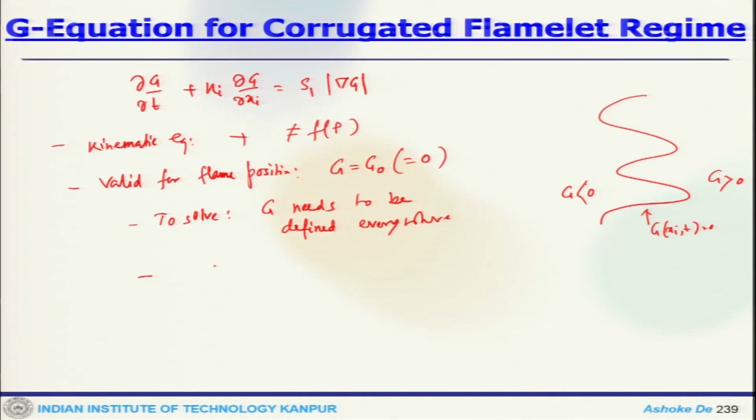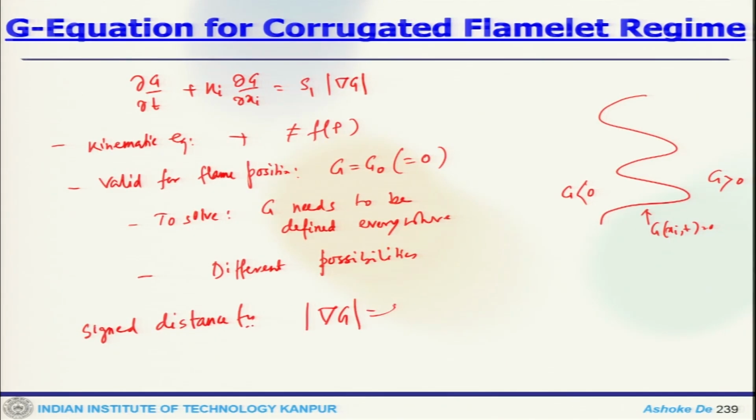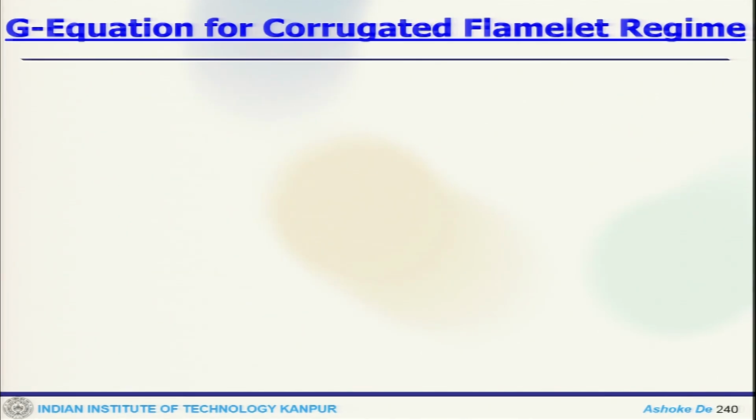So, there are different possibilities available to define G. For example, one very common approach is the signed distance function, which uses the magnitude of delta G equals to 1.